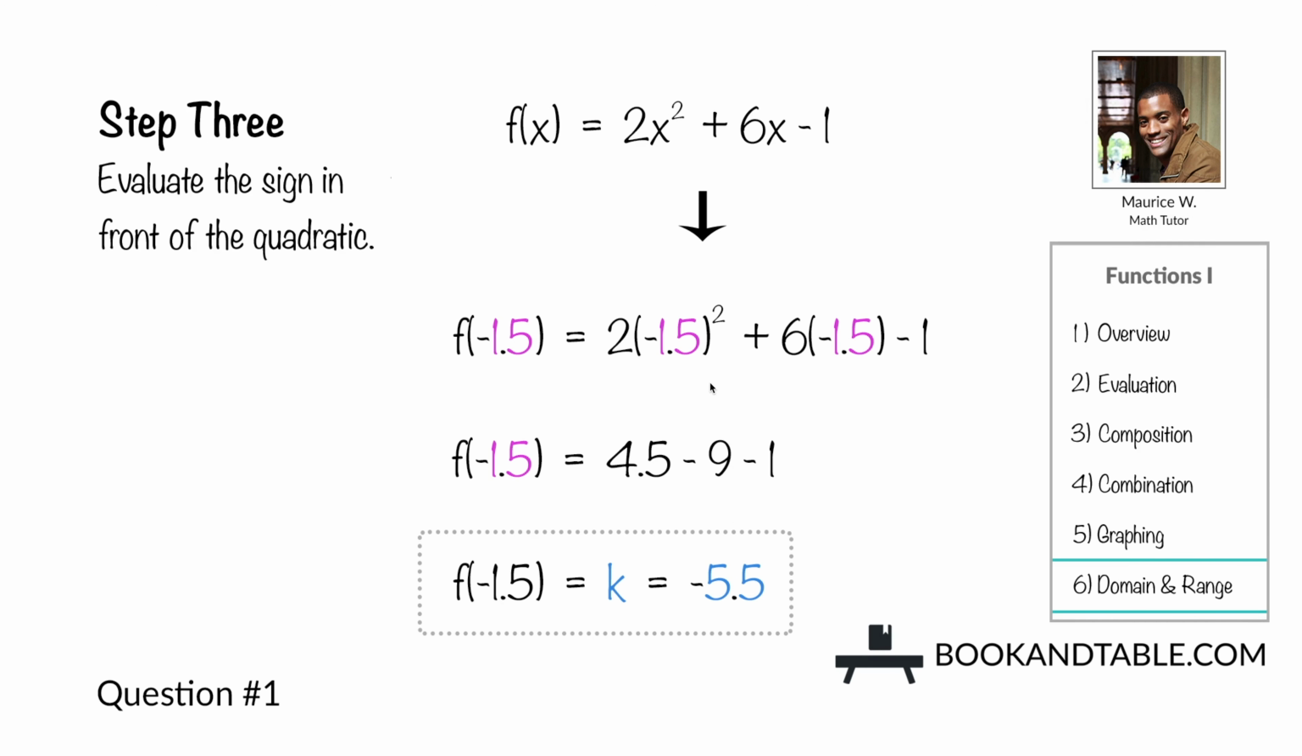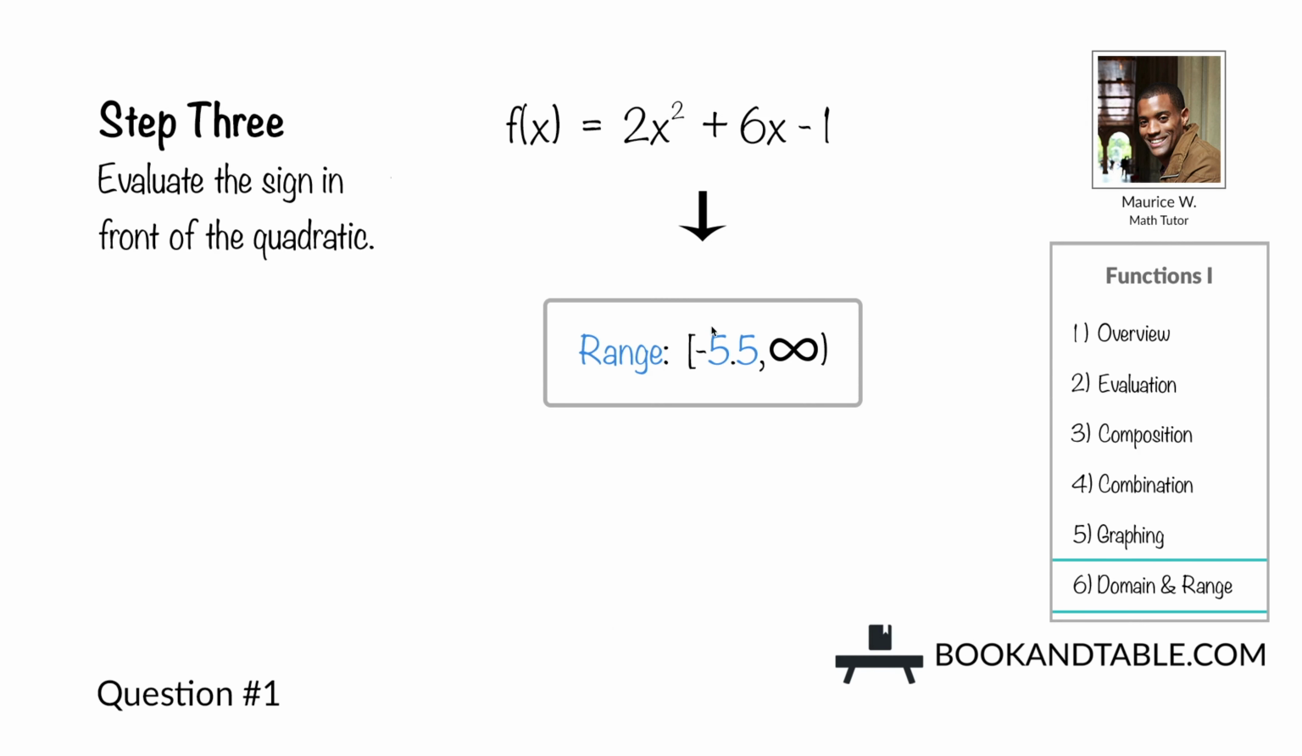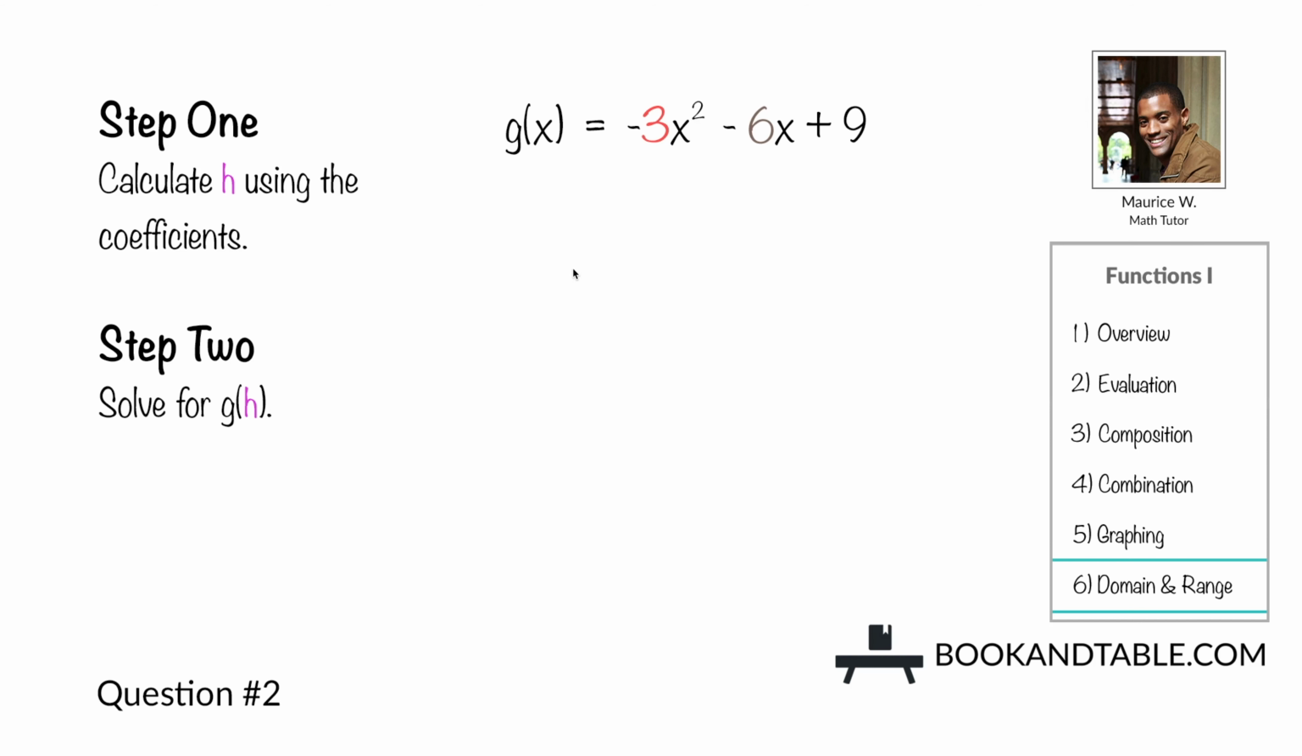And now step 3, evaluate the sign in front of the quadratic. It is positive. That lets us know the quadratic is opening upwards towards positive infinity as its high point of the range. So the range is from negative 5.5 up to positive infinity, including negative 5.5. So that is the answer to question number 1. Let's now have a look at question number 2.